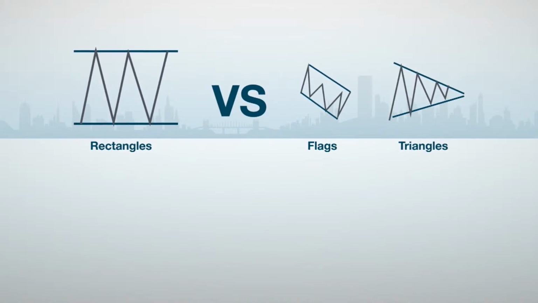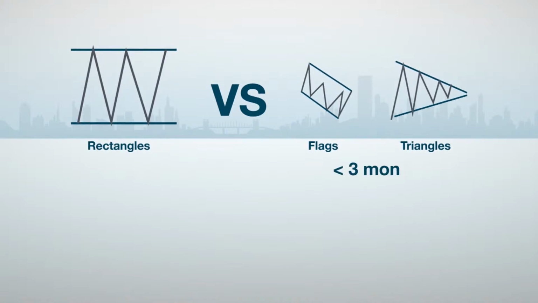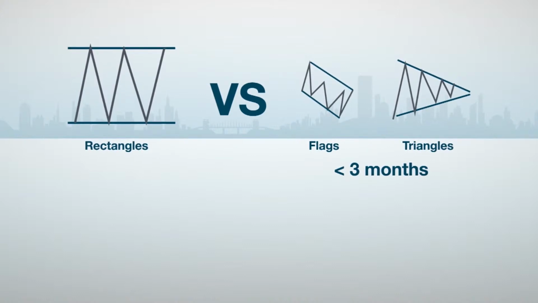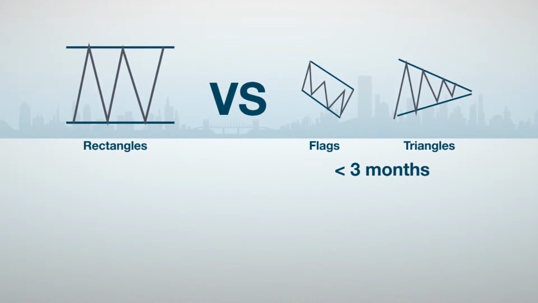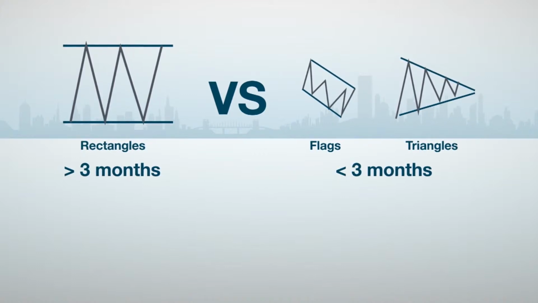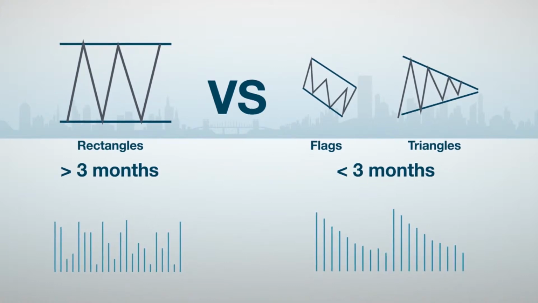Generally speaking, rectangle patterns take longer to form than flag patterns. While flag and triangle patterns develop over a few weeks or possibly months, rectangles usually form after at least 3 months. Rectangles also differ from triangle and flag patterns because rectangles have less predictable volume patterns.